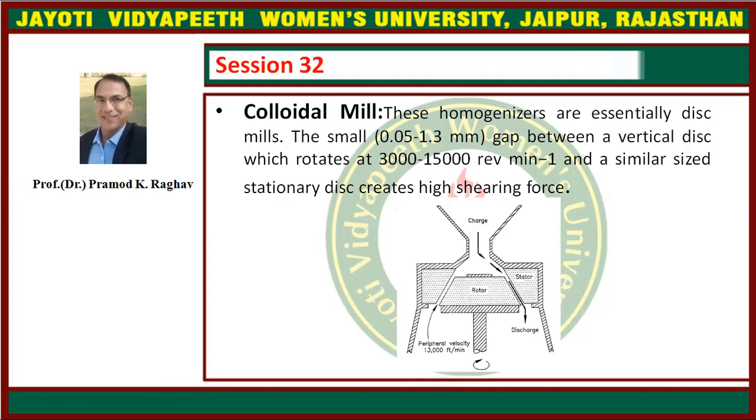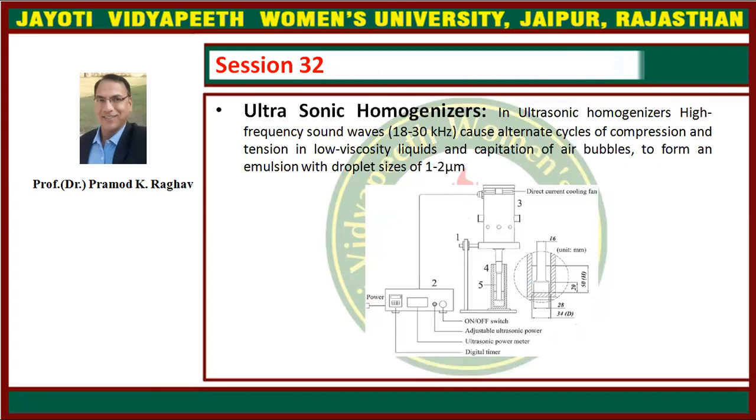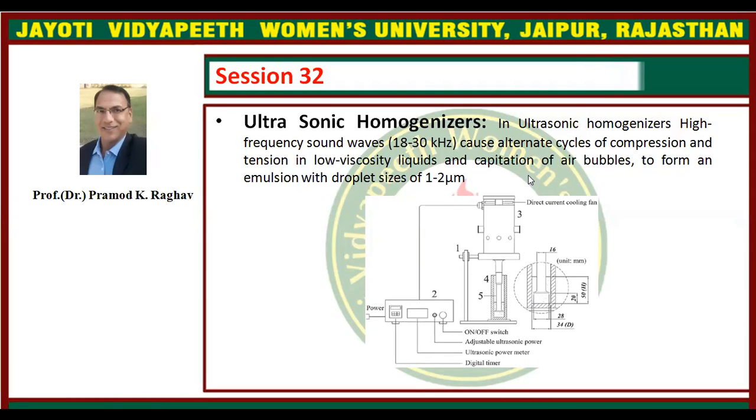Now let's go to the next type of homogenizer, the ultrasonic homogenizer. As the name suggests, high frequency sound waves, somewhere 18 to 30 kilohertz, cause an alternate cycle of compression and tension in the low viscosity liquid. Because of the cavitation of air bubbles, emulsion is formed, and the droplet size is 1 to 2 micrometer. That's how ultrasonic homogenizers are used for the homogenization of liquid food.